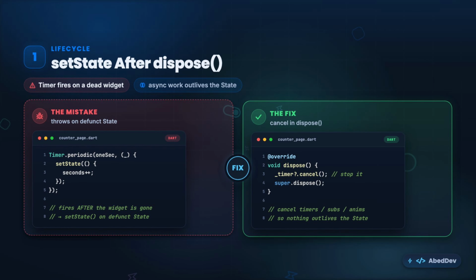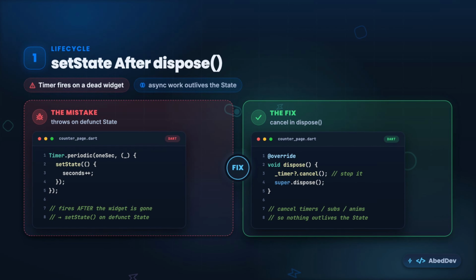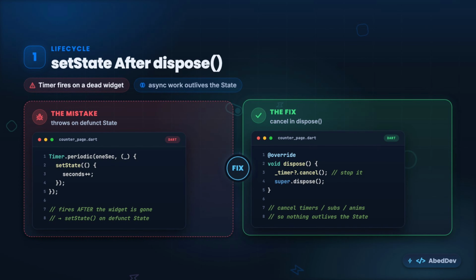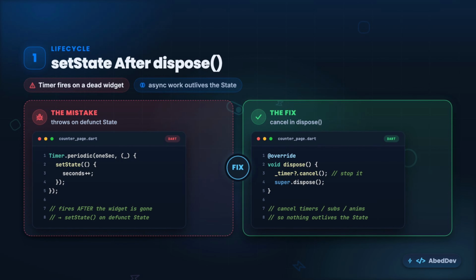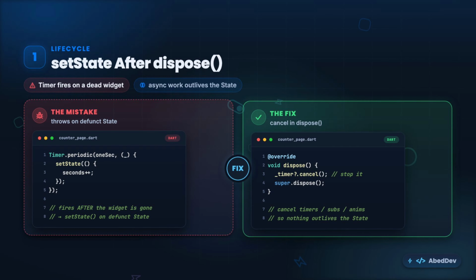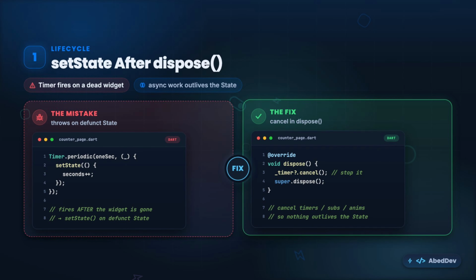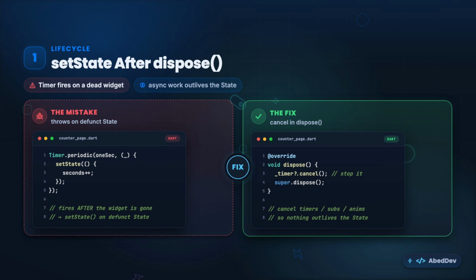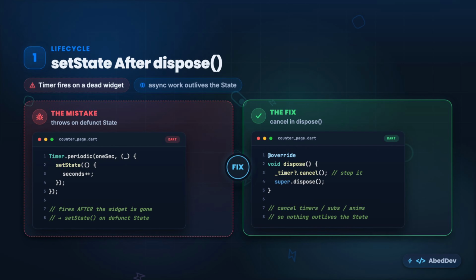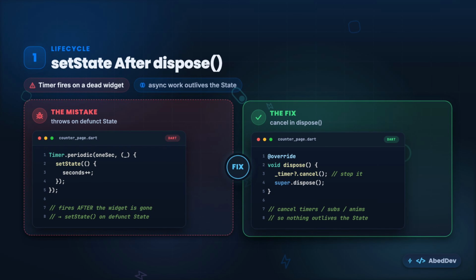Number 1. Calling setState after dispose. You start a timer or subscription in the widget, the user navigates away, and the timer keeps firing on the state object that no longer exists. Async work outlives the widget and Flutter throws. The mistake on the left leaves that timer running forever. The fix on the right cancels it inside dispose, so nothing calls setState on a dead widget.